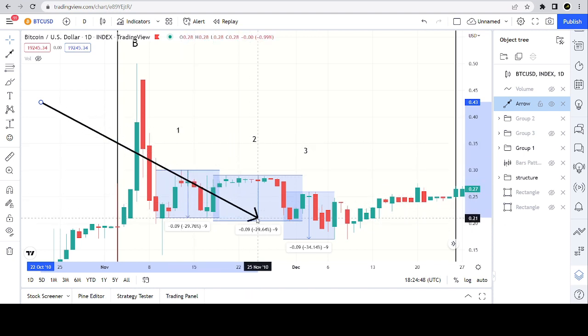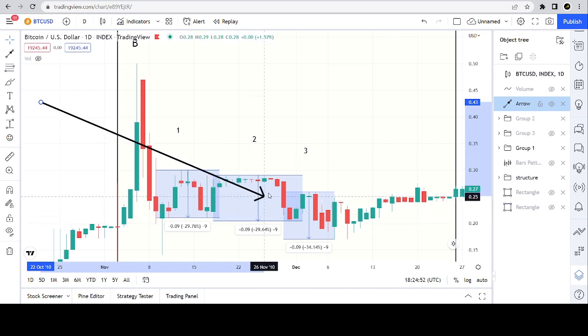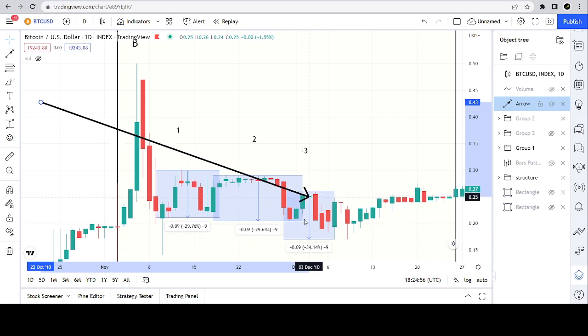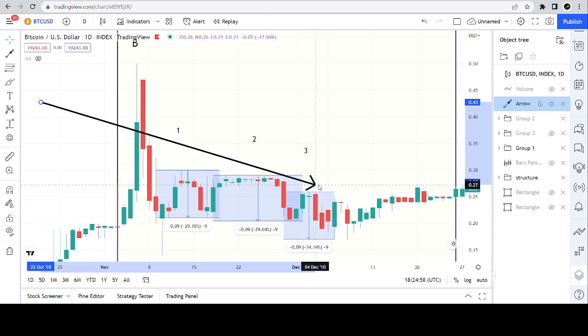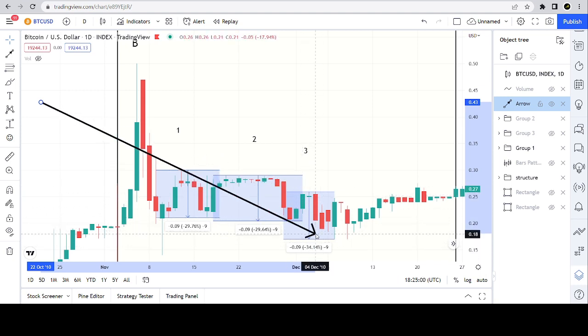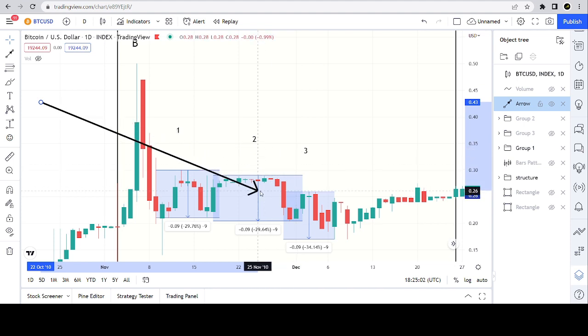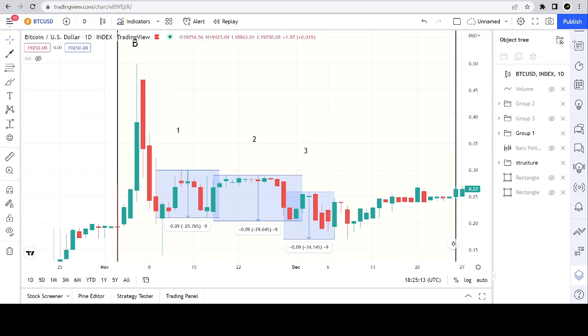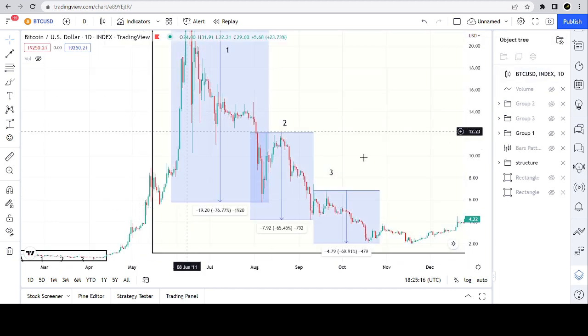The second wave is a 29.64% decline, a little smaller, and the last wave is a 34.14% decline. So this is the largest one, and the middle one was the smallest decline. Let's move on to the next B corrective structure that takes place on the chart after this one and see what those declines look like.